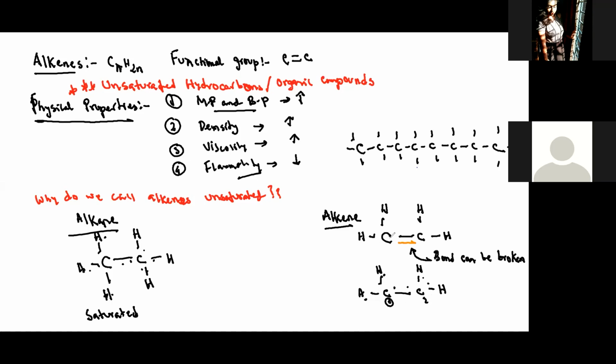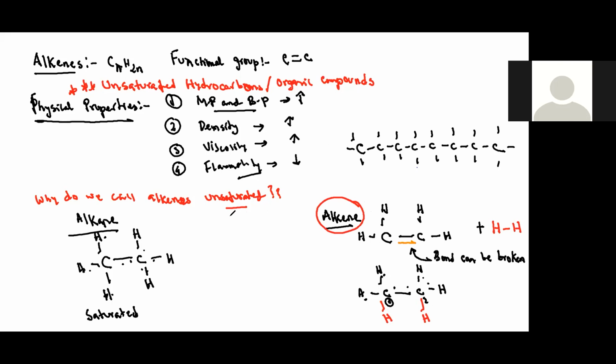So does it have space to accommodate more atoms? Yes, sir. One more atom. So that is why if we add hydrogen, one of the H will come here, one of the H will come here. So from here, what we can see is alkenes being unsaturated can accommodate or add more atoms. That is why we call them unsaturated hydrocarbons.